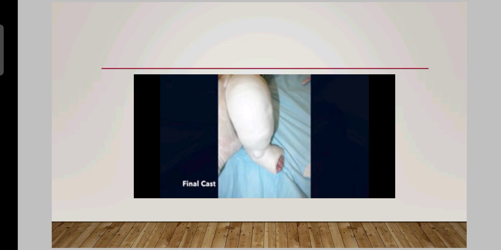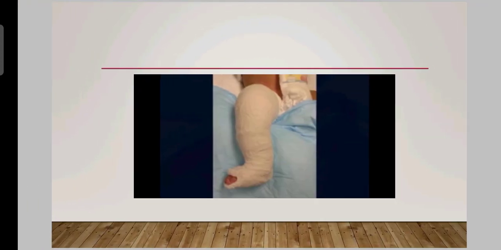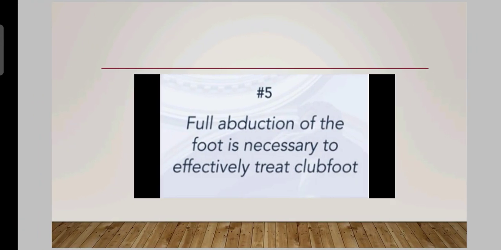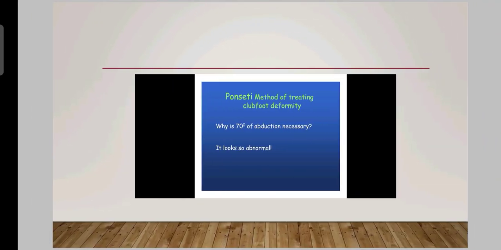This is the final cast, generally around 50-degree abduction just before tenotomy, and after tenotomy it goes to 70-degree abduction. This results in the anterior process of the calcaneus coming out from underneath the talus, and it dorsiflexes into the sinus tarsi. Dorsiflexion of the subtalar joint is achieved by stretching the posterior capsule. The lateral tether is stretched, and full abduction of the foot is necessary to effectively treat the clubfoot.